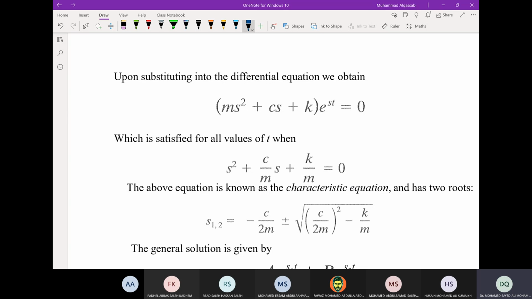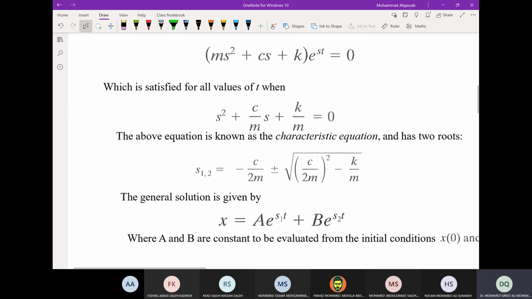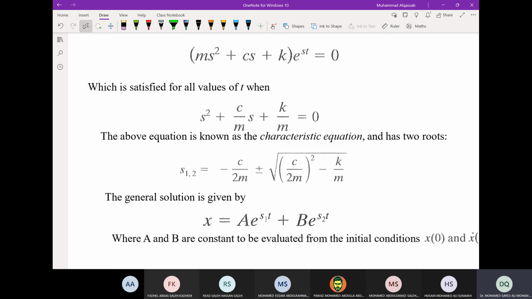Dividing by m, we get s squared plus c over m s plus k over m equals 0, which is the characteristic equation. This is a quadratic equation in s, so we use the general formula to find the roots. There will be 2 values, s1 and s2, equal to minus c over 2m plus or minus the square root of (c over 2m) squared minus k over m.